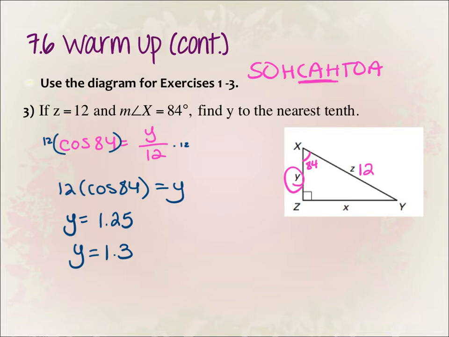If your calculator does not store the word cosine or show the word cosine when you hit it, then you're going to do 84, then you're going to hit the cosine button, and then you're going to multiply that answer by 12. So the order changes a little bit depending on the calculator that you have.